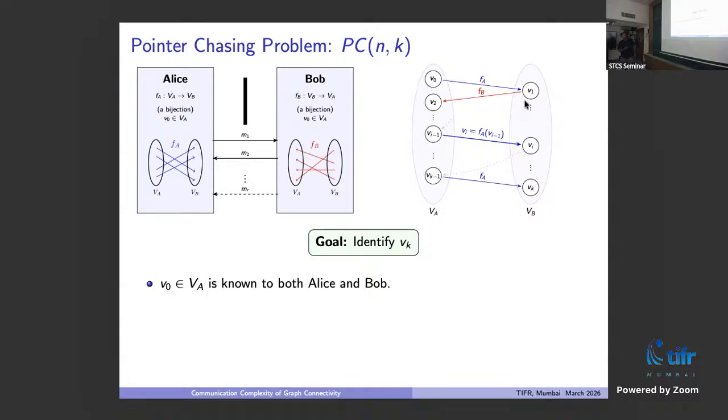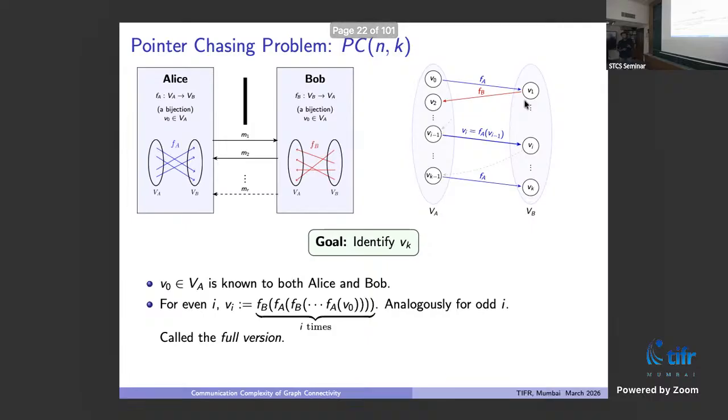So because, for instance, Alice only has FA, knowing V0, she knows V1, but she does not know V2. Okay, and therefore she cannot immediately know any part of the remaining part of the graph. The same for Bob. Bob knows V0, but he doesn't know V1, so he doesn't know anything. So just a definition, we can think of this as a composed function starting at V0. If K is even, then the last function is applied by Bob and it ends up coming backwards to VA. If it's odd, then the last function here is going to be applied by Alice.